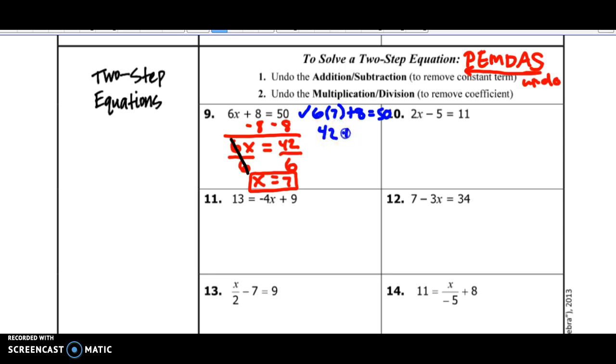6 times 7 is 42. And then I can add 8. 42 plus 8 is indeed 50. So this checks out because 50 equals 50.